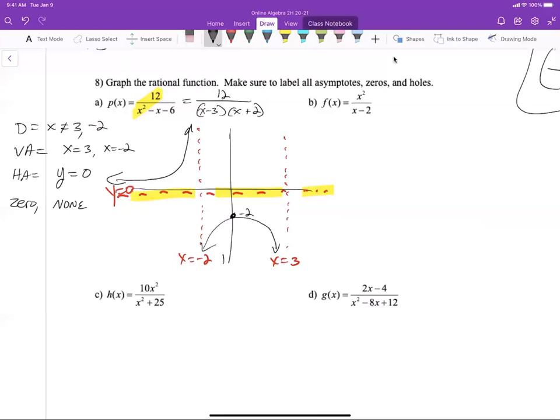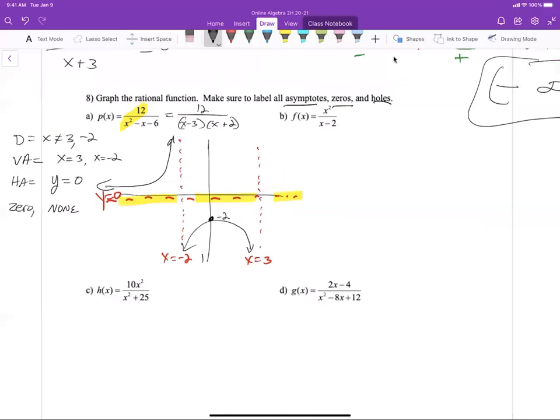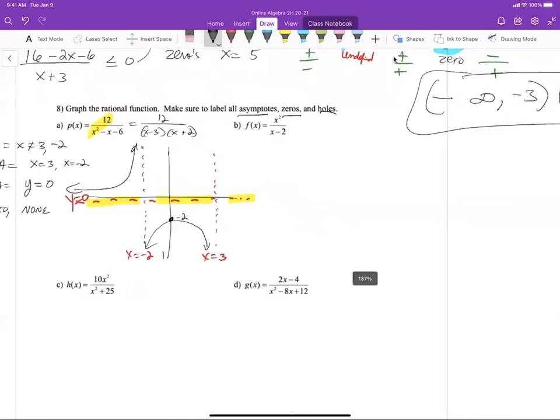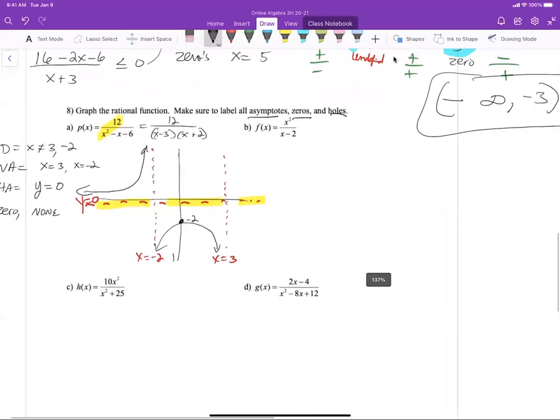It said only asymptotes and zeros. That's considered x-intercepts and holes. I'll have to ask about that one. Anyway, there's your y-intercept of -2. Okay.